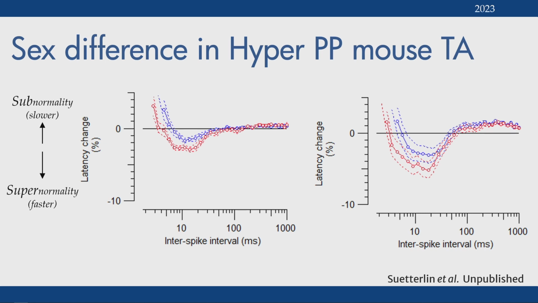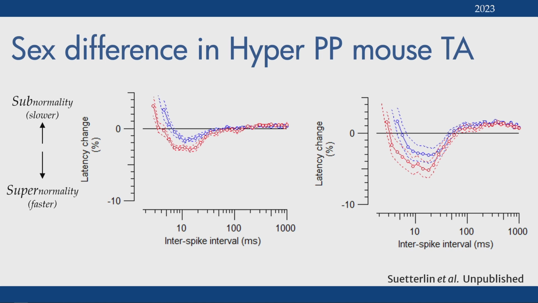And similarly, the hyper-PP females that had myotonia and EMG, but not the paralytic dragging episodes, had increased supernormality compared to the males here, but also the wild-type females, consistent, we think, with the myotonia-like phenotype. And these differences were muscle-specific and seemed to correlate with the muscles which had the hind limb.